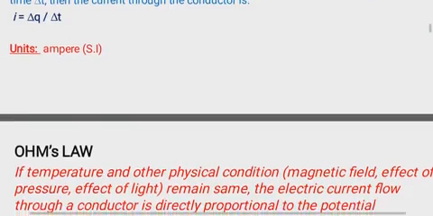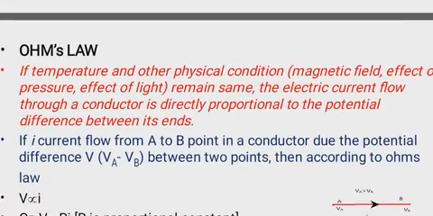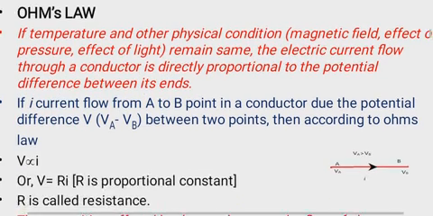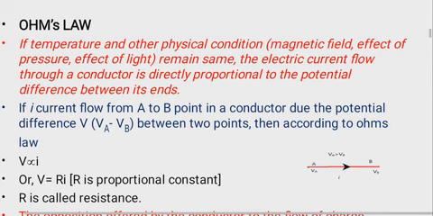Next we will discuss Ohm's law. If temperature and other physical parameters such as magnetic field, pressure, and light remain the same, the electric current flowing through a conductor is directly proportional to the potential difference between its two ends.